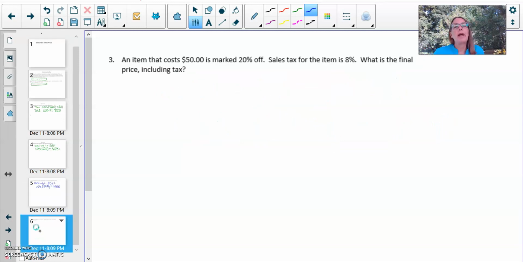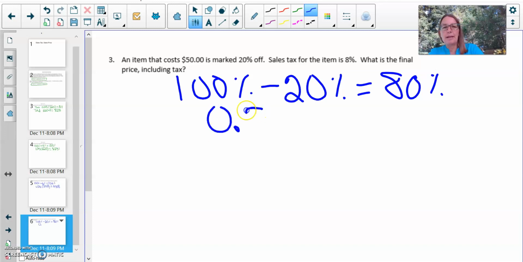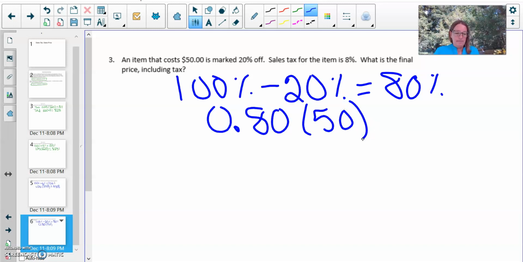An item that costs $50 is marked 20% off. The sales tax for the item is 8%. What is the final price including tax? So I first have to find the amount with the discount. So it's a markdown. So I would do 100% minus 20%. So I'm paying for 80% of the item. Change 80% to a decimal. Multiply it by the original price. So the amount I'm paying before taxes ends up being $40.